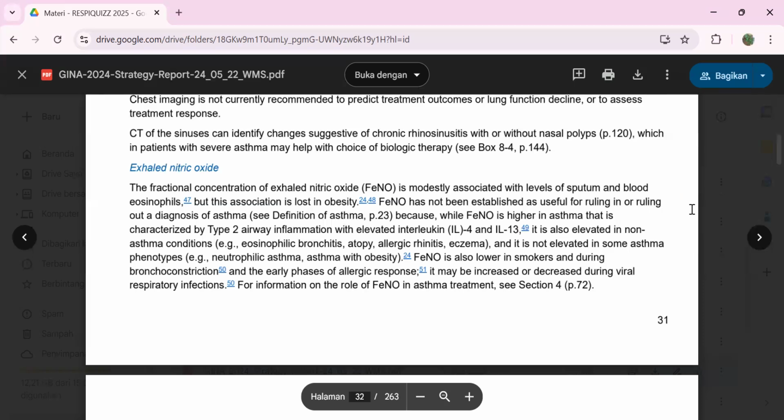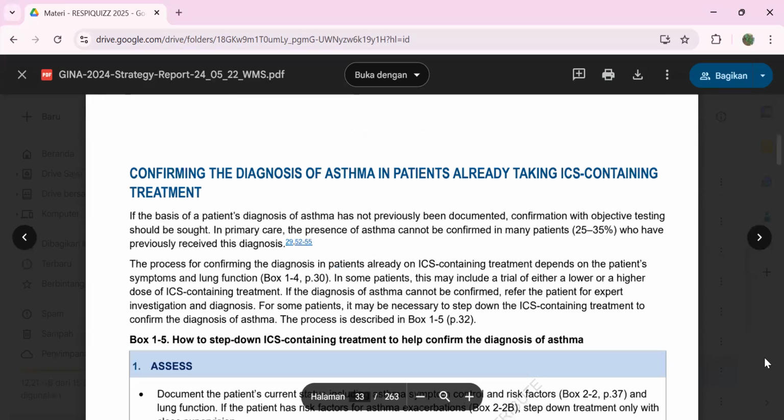FeNO is also lower in smokers and during bronchoconstriction, and in the early phases of allergic response, it may be increased or decreased during viral respiratory infection. For information on the role of FeNO in asthma treatment, see section 4.